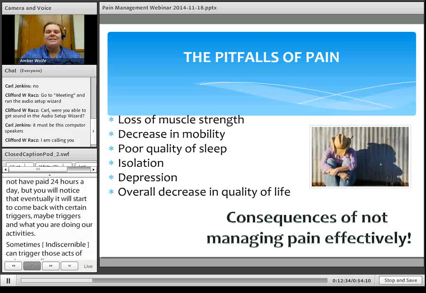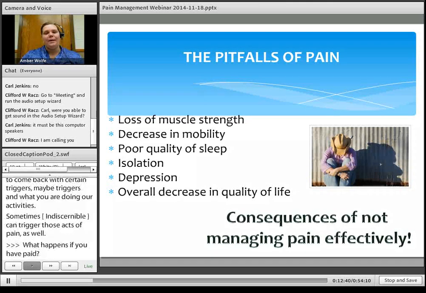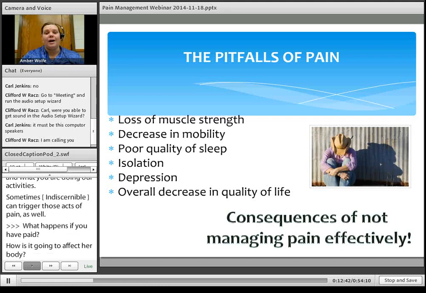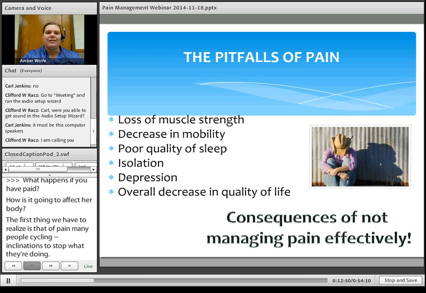So what happens if you have pain? How is it going to affect your body? The first thing we have to realize is that when you have pain, many people's natural inclination is to stop what they're doing. The theory is that if you stop doing what you're actively involved in, then you're going to stop the pain that's involved. And that's not necessarily true with arthritis. Because it's the joints in your body involved, it's still going to have the inflammation present that's going to be causing your pain.